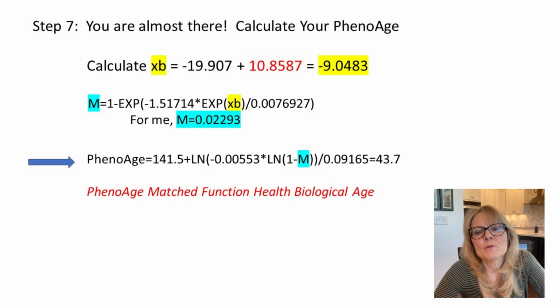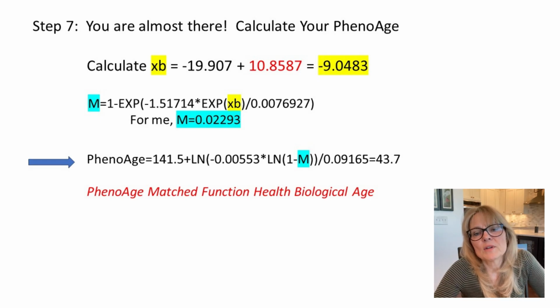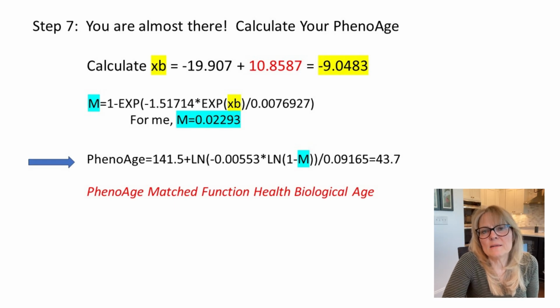So now you're going to calculate your PhenoAge. In the last step, you calculated M, and now you're going to plug M into this formula here, where ln is the natural log, and you should get your PhenoAge from that step. Mine was 43.7. And I'll just mention that for me, this matched what Function Health reported exactly.